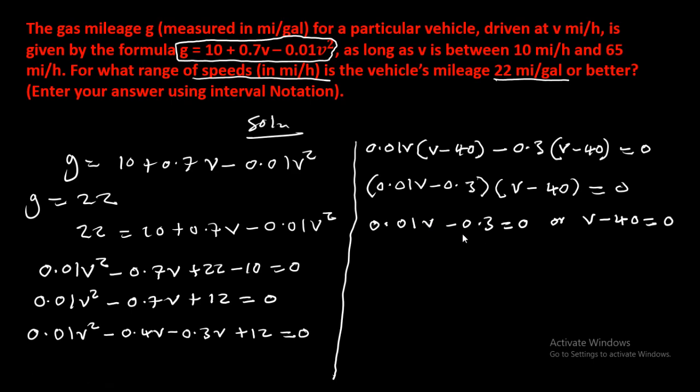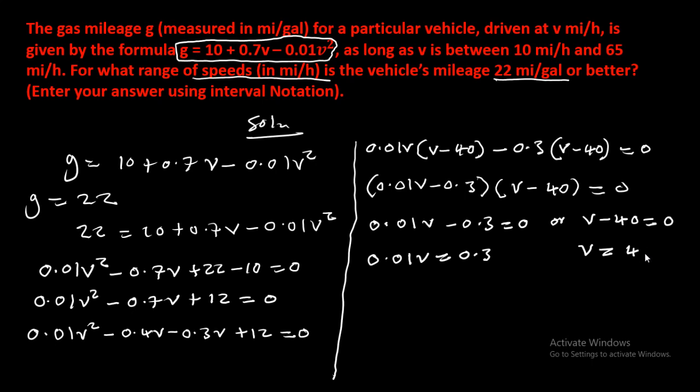So this will be 0.01v is simply equal to 0.3. And then on this side, v will simply be equal to 40.